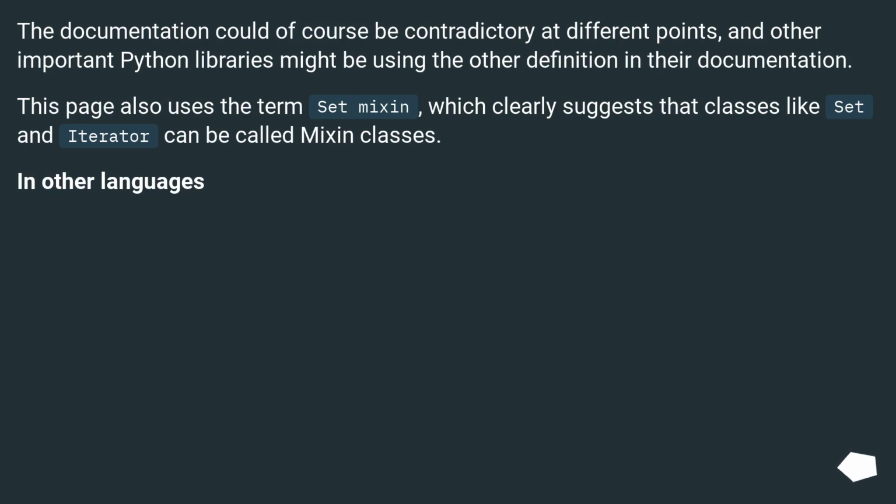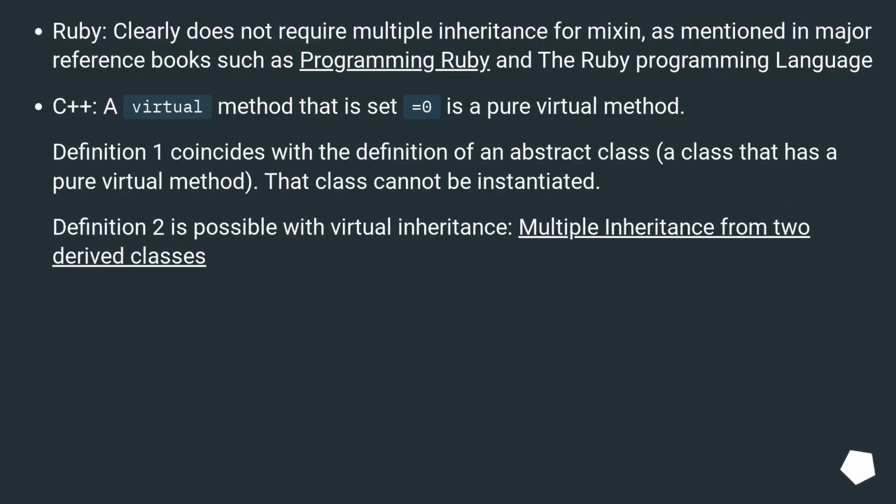In other languages, Ruby clearly does not require multiple inheritance for mixin, as mentioned in major reference books such as Programming Ruby and The Ruby Programming Language. In C++, a virtual method that is set equal to 0 is a pure virtual method. Definition 1 coincides with the definition of an abstract class, a class that has a pure virtual method. That class cannot be instantiated. Definition 2 is possible with virtual inheritance, multiple inheritance from two derived classes.